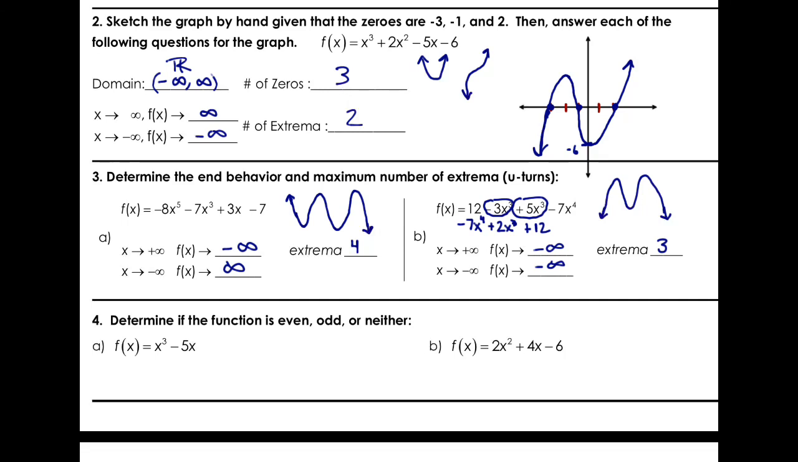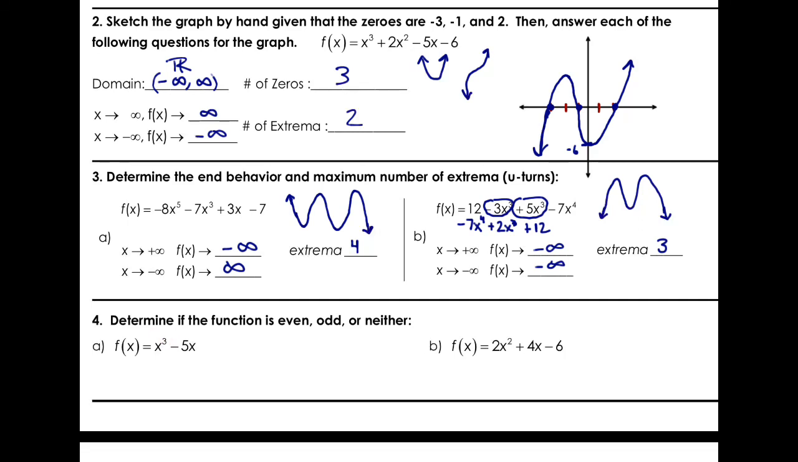Let's move along to number 4. Number 4, determine if the function's even, odd, or neither. When we're looking at just the function, we're looking at the exponents. If the exponents are the same, either even or odd, then we know it's either even or odd. If it's mismatched, then we know it's neither.